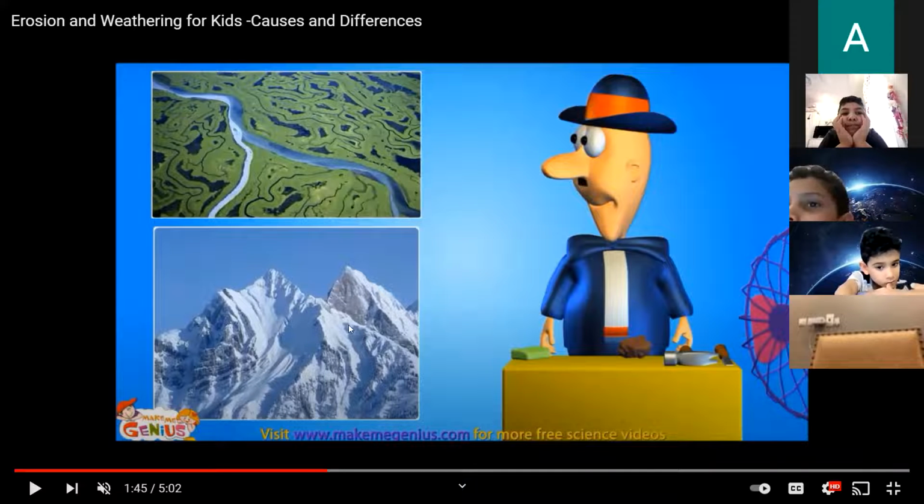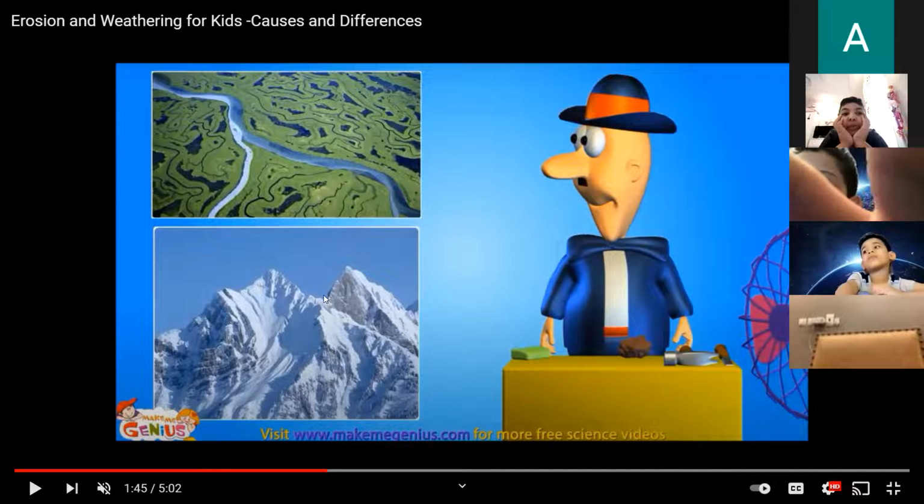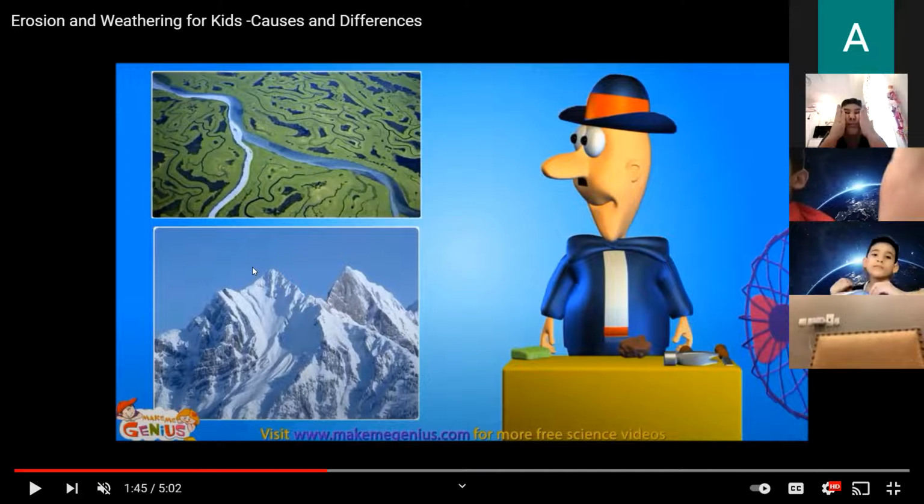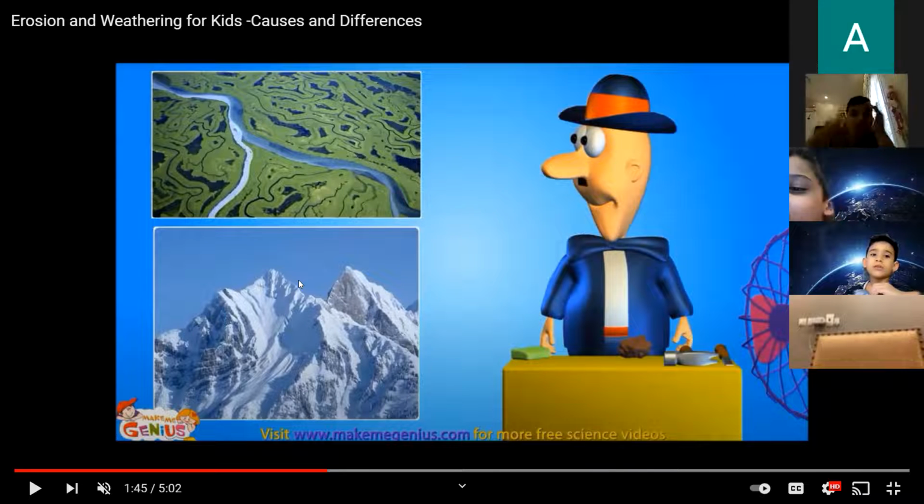How will a glacier move? Let's say, what is a glacier in the first place? Glaciers are a big sheet of moving ice. Look at this sheet. This is a sheet of moving ice. It will move down and it will take away with it small pieces of rocks. And sometimes when the snow melts into water, it can break down small pieces of rocks.